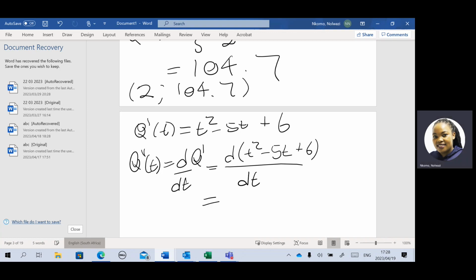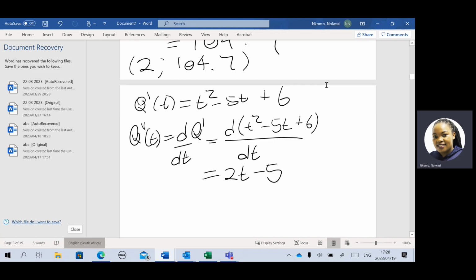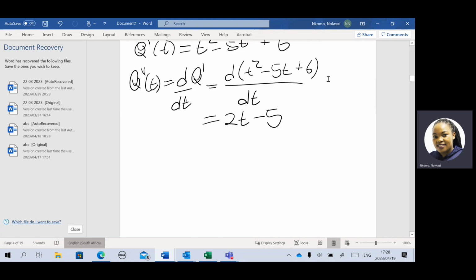If we differentiate t squared, you will get 2t. We differentiate minus 5t, you'll get minus 5. You differentiate 6, 6 is a constant. The derivative of a constant is 0. So this means our second derivative is 2t minus 5. Then the next step is to substitute our turning points into the second derivative and check the sign.